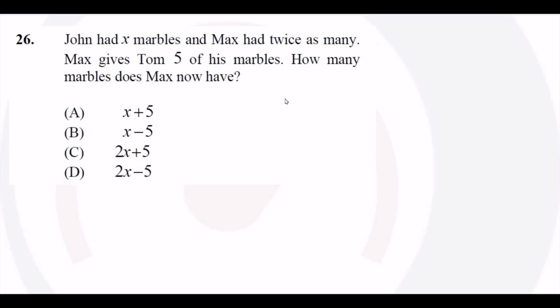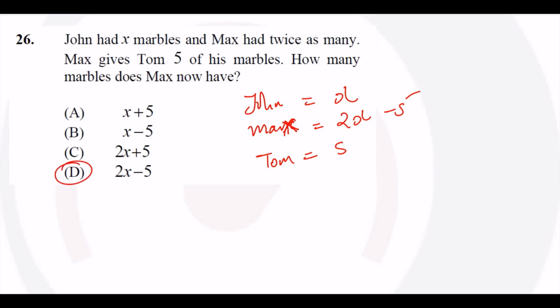John has x marbles and Mark has twice as many. So let's write John, Mark. So John has x marbles and Mark has twice as many, so 2x. And they said Mark gives Tom 5 of his marbles. So Tom just gets 5. How many marbles does Mark have now? So if we subtract 5, it's going to be 2x minus 5. So our answer is D.